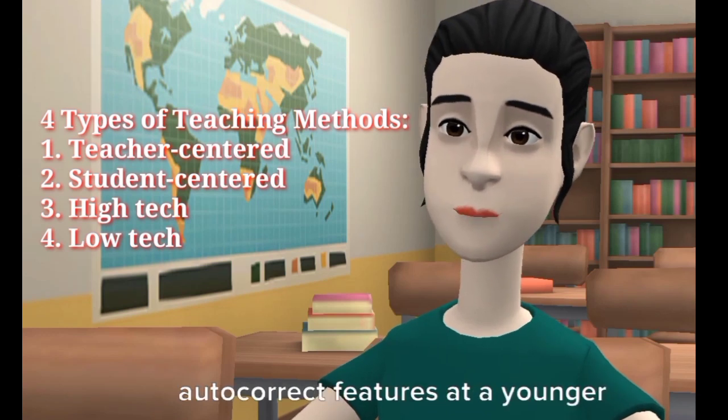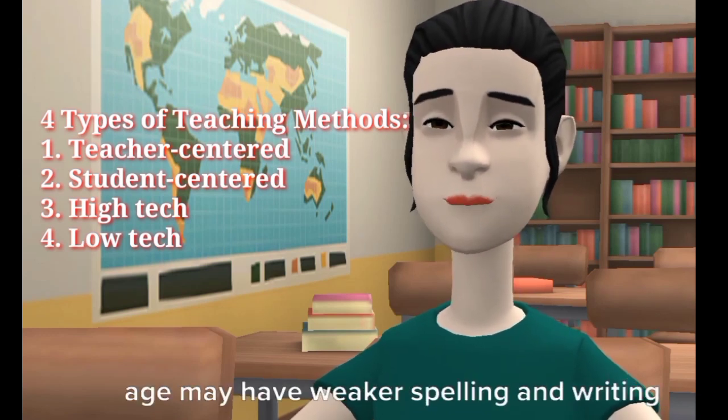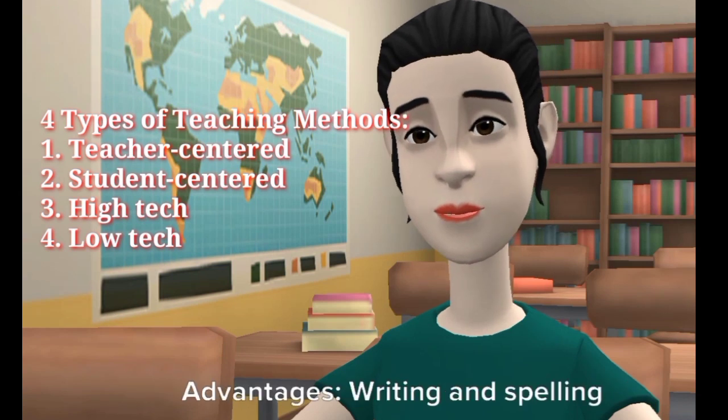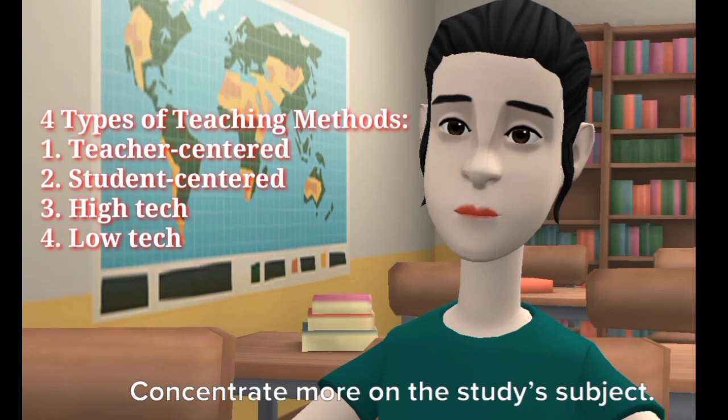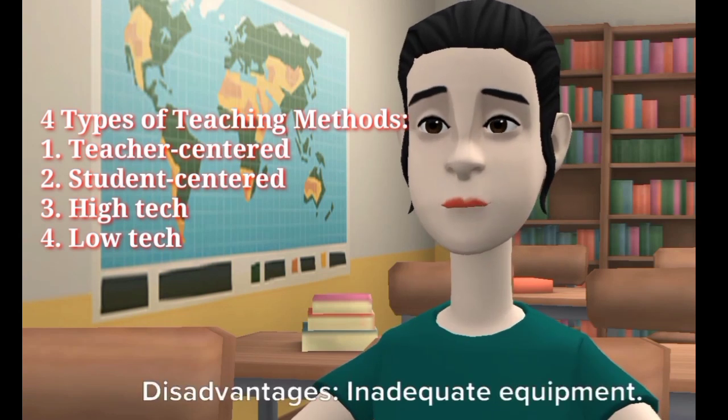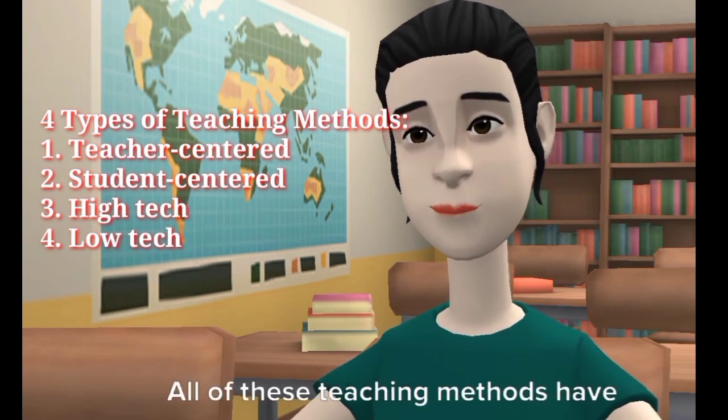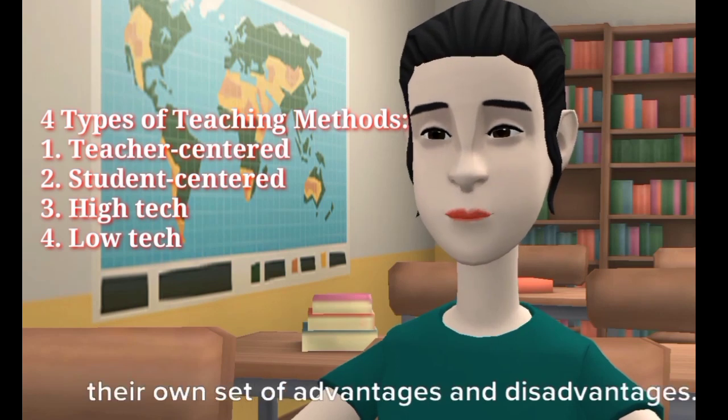Another disadvantage of using technology in the classroom is that students who are exposed to spell check and autocorrect features at a younger age may have weaker spelling and writing skills. Advantages: writing and spelling skills should be improved. Concentrate more on the study subject.